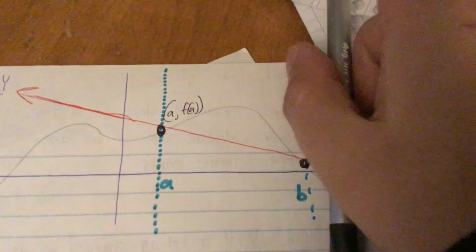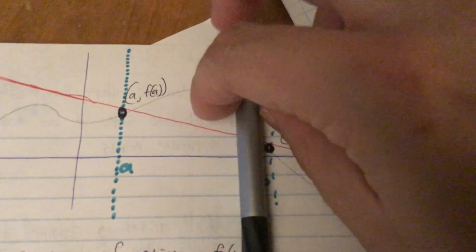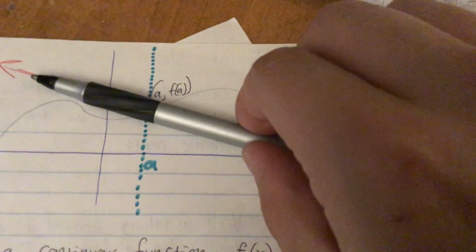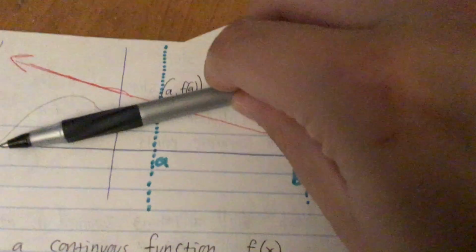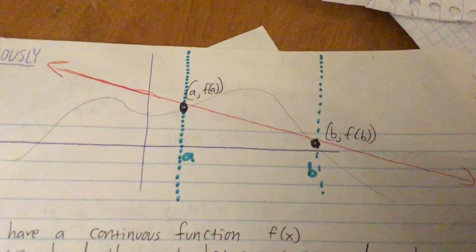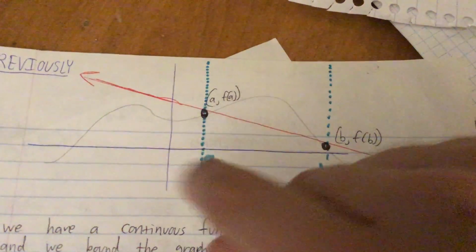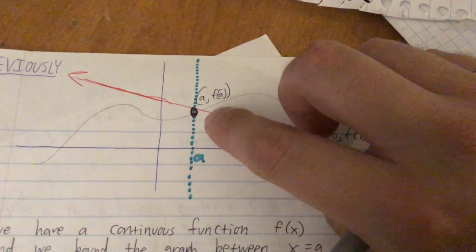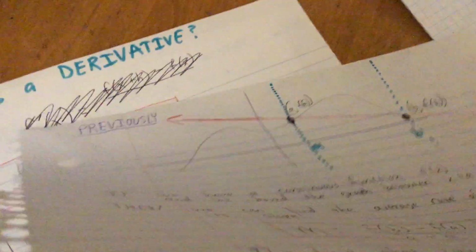Well, what if I shrunk the boundary of x equals a and x equals b, and I just moved the boundary closer and closer and closer? As x equals b gets closer and closer to x equals a, the secant line starts to become one point. So the tangent line is the slope at x equals a, where it's basically x equals a and x equals a plus 0.00000001. So it's the slope at one point. Sorry, I was stumbling.